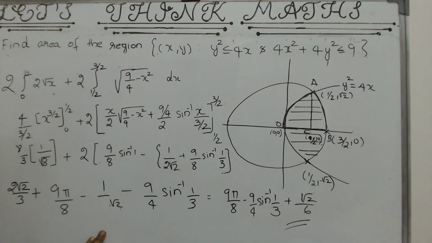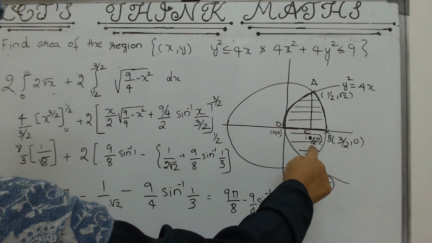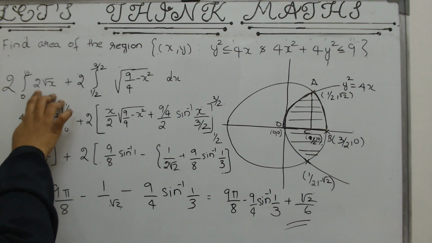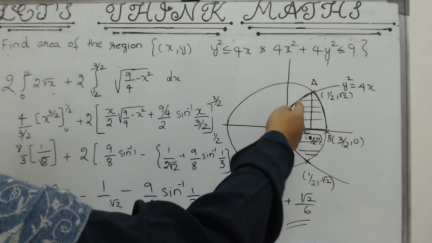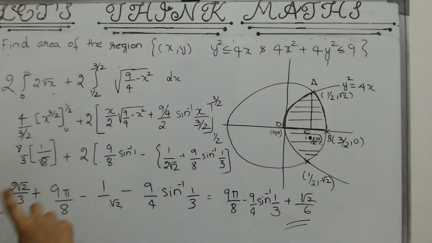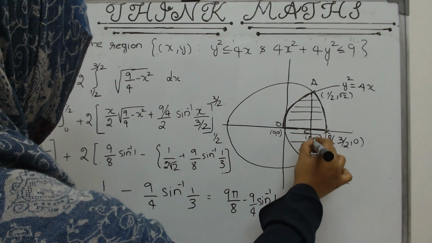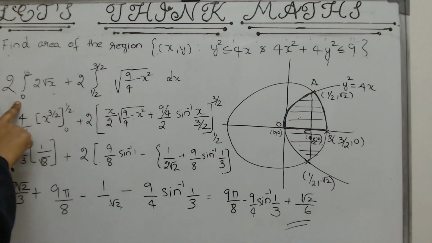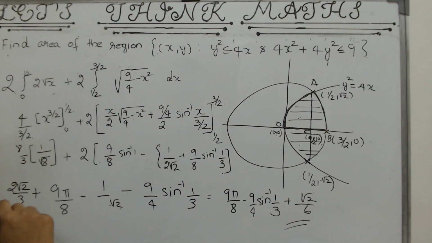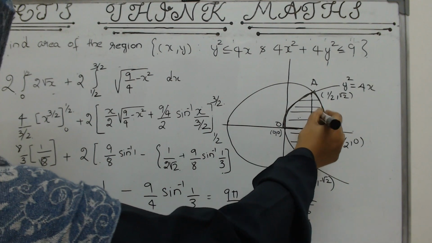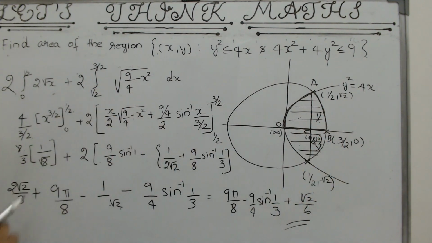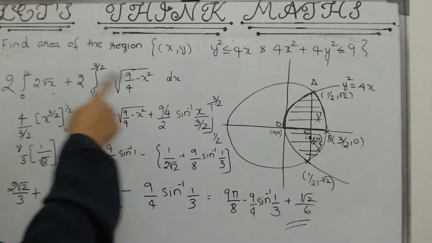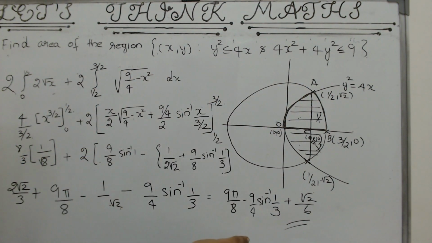This is our final answer. From 0 to 1/2, what will give our y? Y will be given by the parabola. But you have to take the double of this because this is our entire area. So, this area and this area, take the double of this. From 1/2 to 3/2, again what do you have to do? You have to take the double, and then what is y given by? Y will be given by your circle. On integrating, you will get this answer.